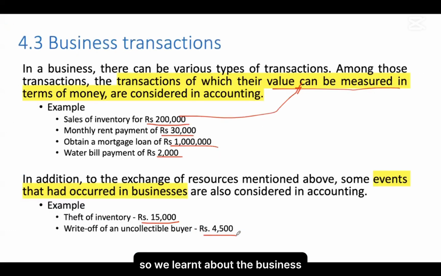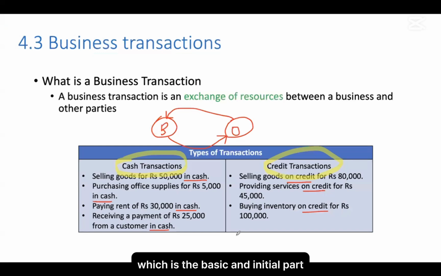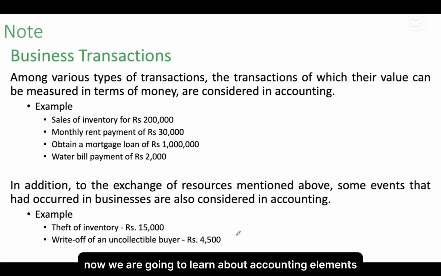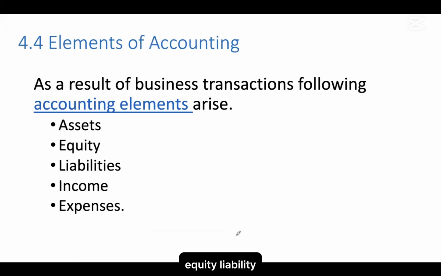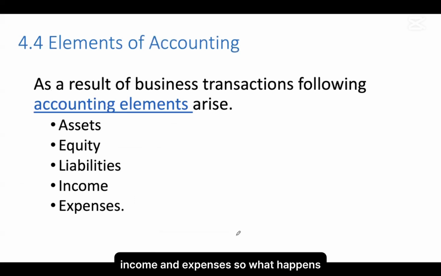So we learned about the business transactions and events, which is the basic and initial part. And now we are going to learn about accounting elements. As a result of business transactions, the following accounting elements arise: assets, equity, liability, income, and expenses. Because of business transactions, accounting elements are arising.